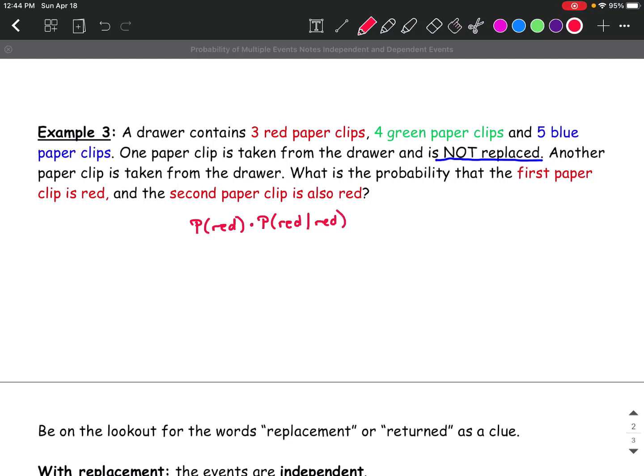So when we reach into the drawer the first time, there are 3 red paper clips out of the 12 paper clips in the drawer. Now I've got that paper clip holding my papers together. So now there's only 11 paper clips in the drawer. And not only that, because I took one of those out, there's only 2 reds left in the drawer. So now not only did the sample size change, but the numerator also changed. And when we multiply, 3 times 2 is 6. 12 times 11 is 132, and this will reduce to 1 over 22 as our probability.